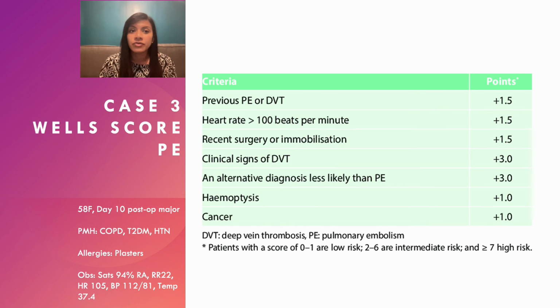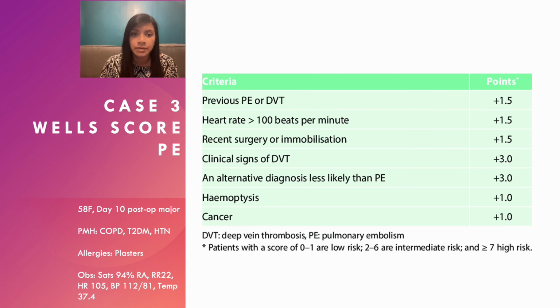So looking at the Wells score for a PE, it's slightly different to the one for a DVT. So you can see if she's had a previous PE or DVT, heart rate more than 100, recent surgery, clinical signs of DVT, hemoptysis or cancer. So for our patient, she is tachycardic. She's got a heart rate more than 100, so she scores a 1.5. She also has had recent surgery or immobilization, so that brings her up to a 3. And I suppose she's had cancer treatment, but it would still come in there. So she's scoring a 4.